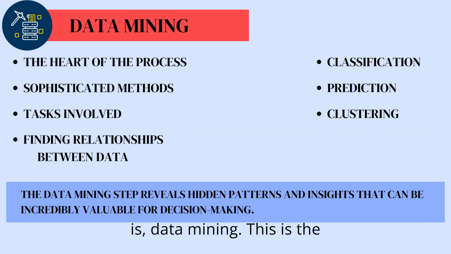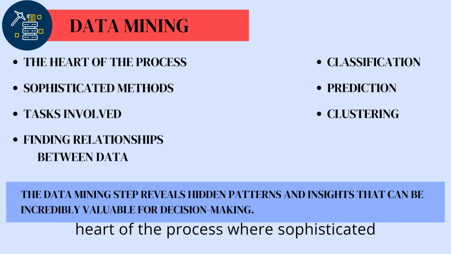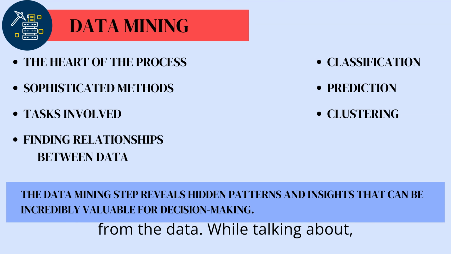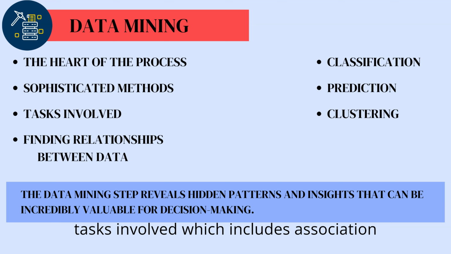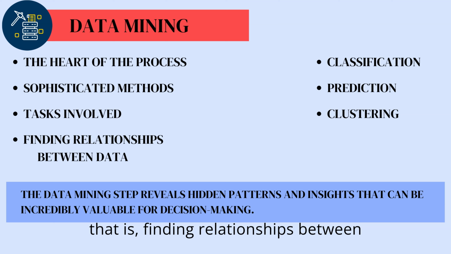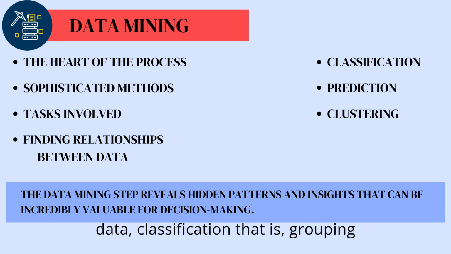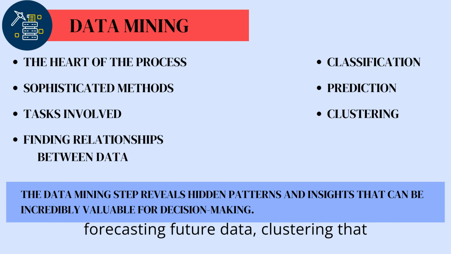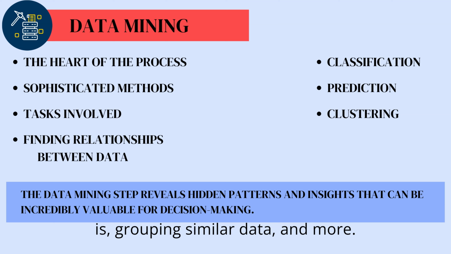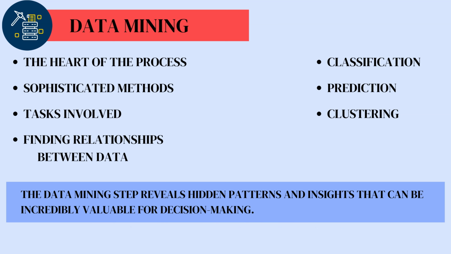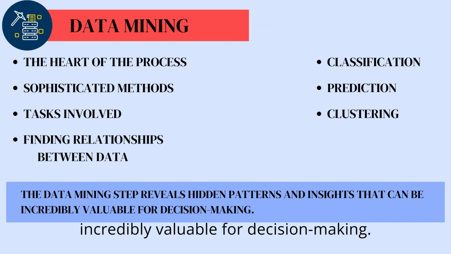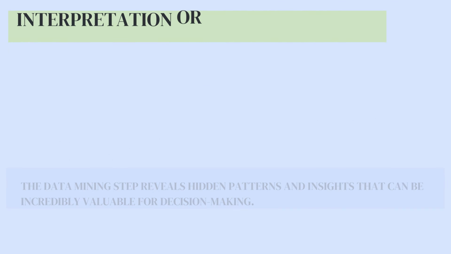Next step is data mining. This is the heart of the process, where sophisticated methods are applied to extract patterns from the data. While talking about tasks involved, which includes association, that is, finding relationships between data, classification, that is, grouping data into categories, prediction, that is, forecasting future data, clustering, that is, grouping similar data, and more. The data mining step reveals hidden patterns and insights that can be incredibly valuable for decision making.